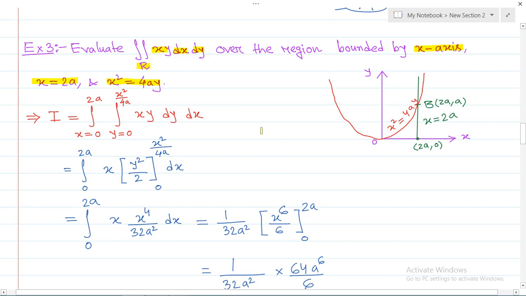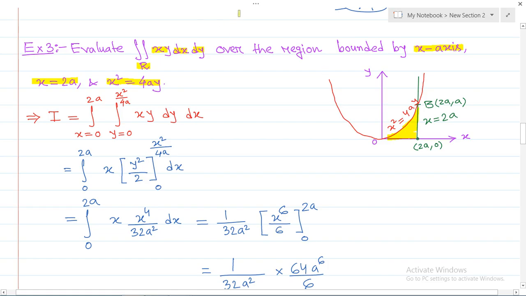So x square equal to 4ay is a parabola which is in the shape of a U, and x equal to 2a is a straight line which is parallel to the y-axis. In between these two curves and bounded by the x-axis, we have one region that I am shading here. So this is the region over which we have to perform the integration. This is our region R.